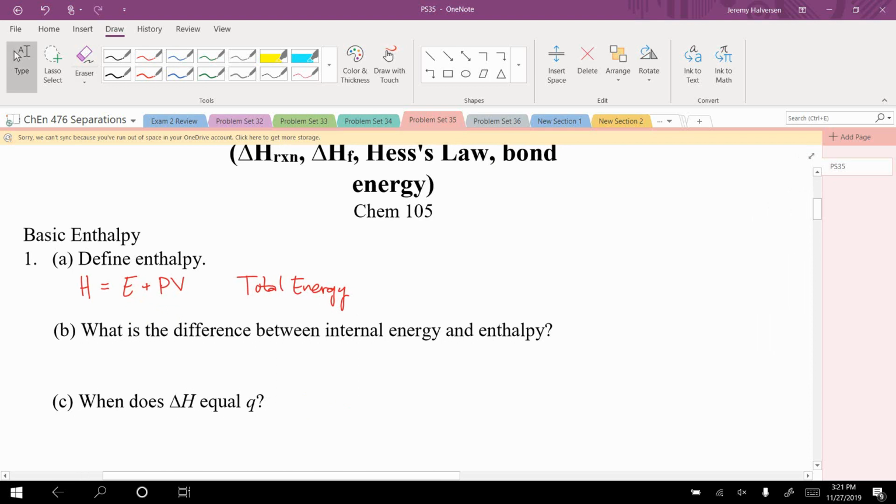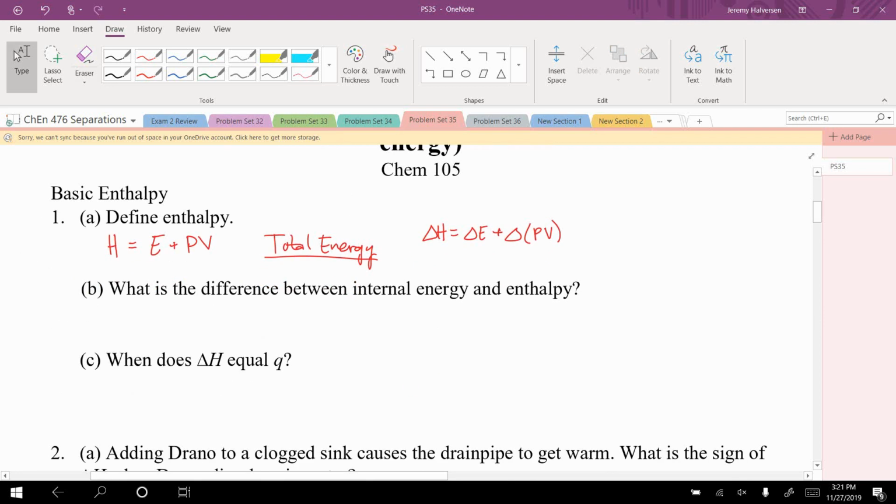So then we could write that delta H is equal to delta E plus delta PV, those deltas being changes, of course, and we'll talk about that in a minute. So, we talked about the difference between internal energy and enthalpy. The internal energy is just the potential and kinetic energy of a system, having to do with just the molecules that exist there. And then enthalpy also takes into account the energy required to displace its surroundings, or displace the environment.